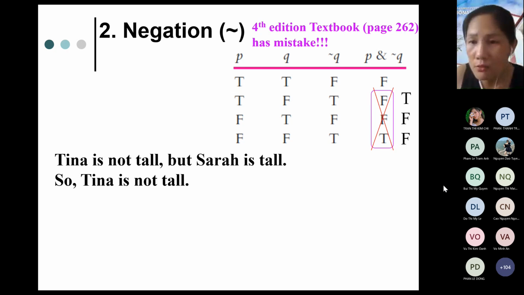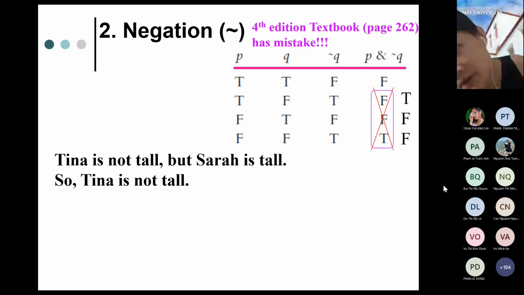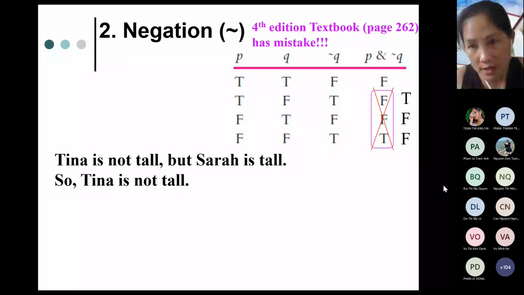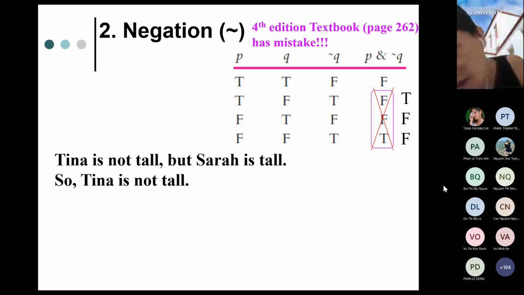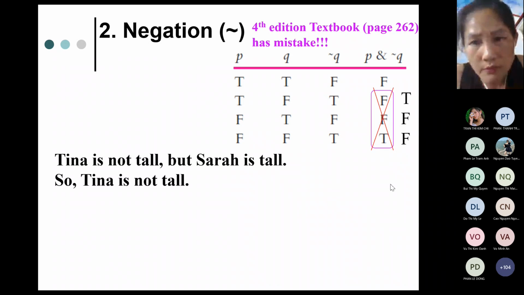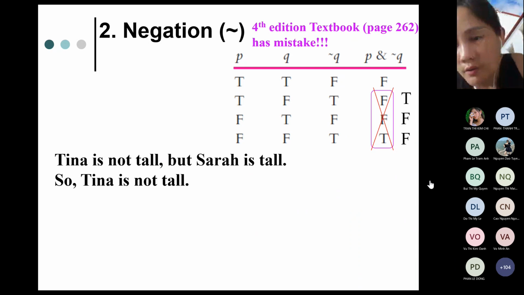Oh, I saw Minh Tú. Okay, P is Tina is tall. Very good. Q is Sarah is tall. You see, we don't name the not here, even though in our statement we have the not. And then Minh Tú, next time you need to convert your arguments into symbolic form before. Let me open your pictures in full. No, yeah, you don't have it. You have to put the statements of the arguments into symbolic form first.